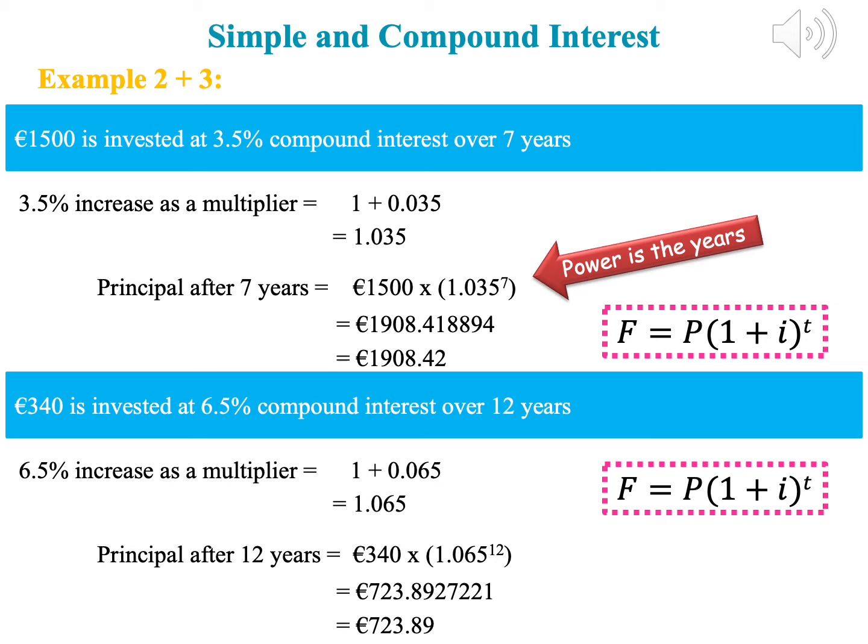At €340 at a higher rate of 6.5% for a longer period of 12 years, I used the same approach of adding 1 to the 0.065, which is giving me 1.065, raise that to the power of 12 because that's my time in years, and when I put that into a calculator, I'm left with €723.89, again rounded to the nearest cent.